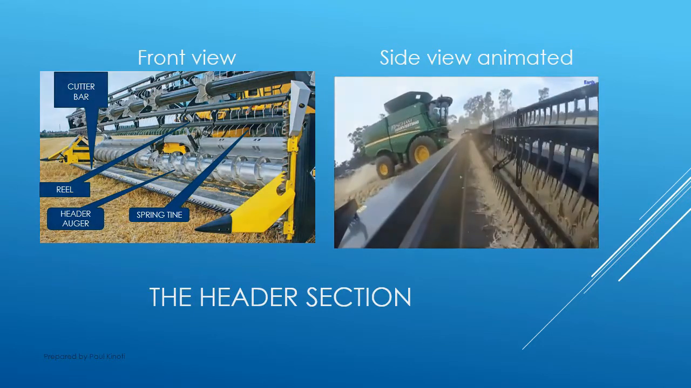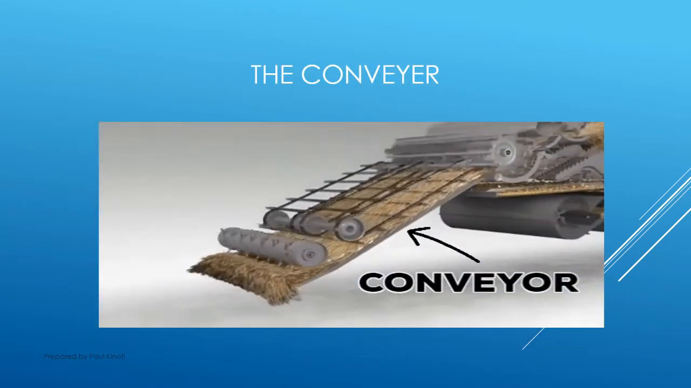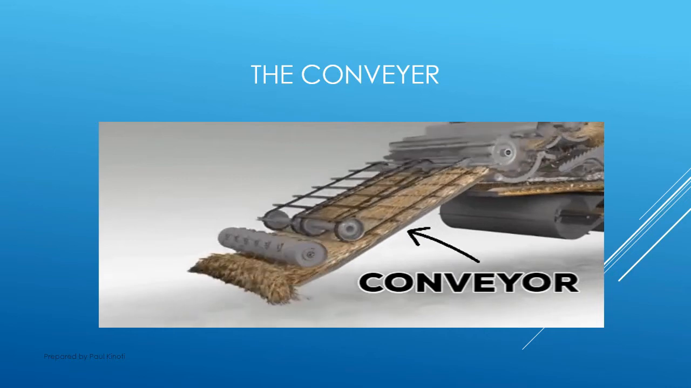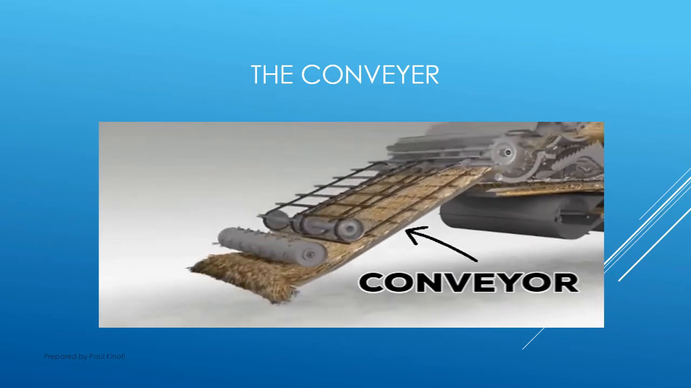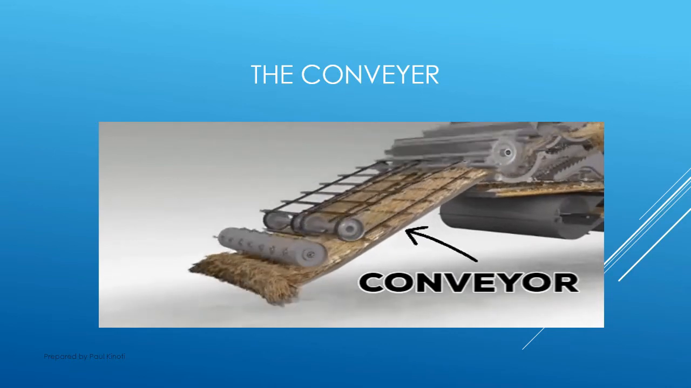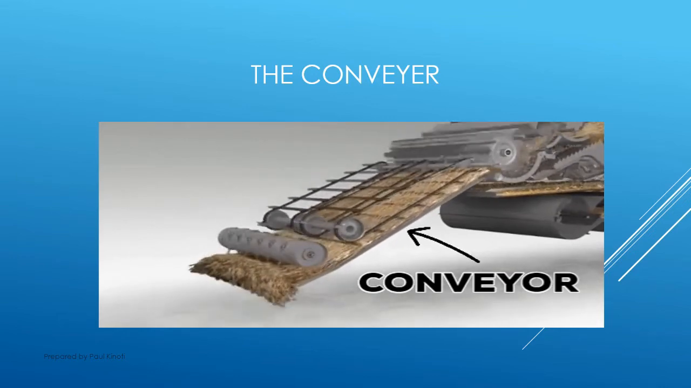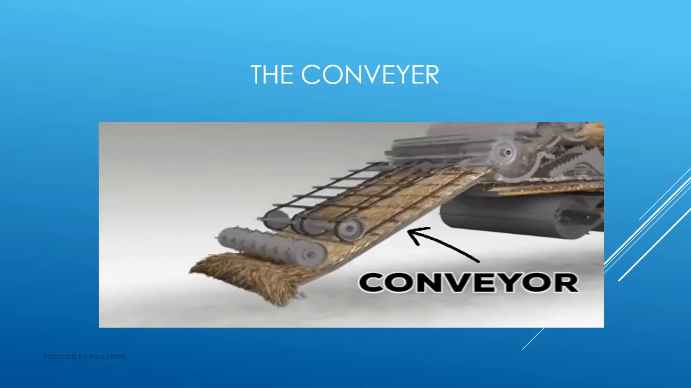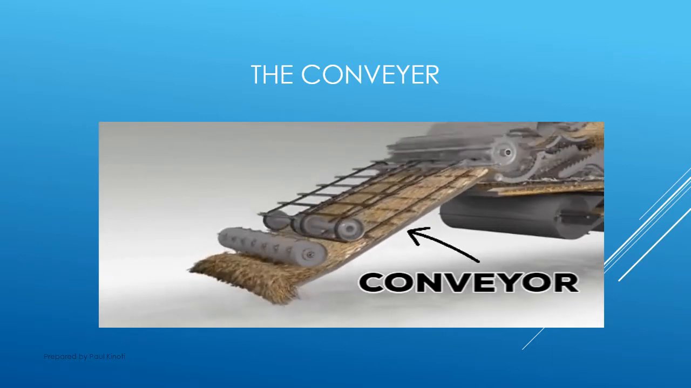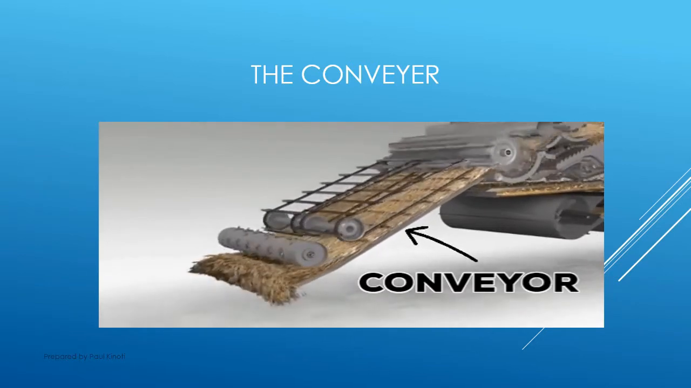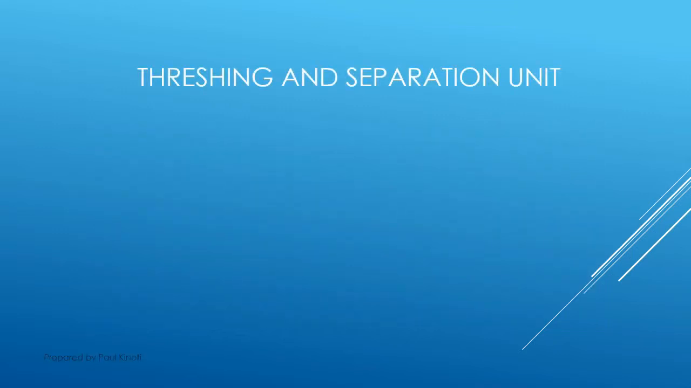So after the crop has been delivered to the middle of the header section, it is then taken to the threshing unit by means of a conveyor. So the conveyor conveys the grain all the way to the threshing unit with the help of a chain and some bars. So then I want us to look at the threshing unit, the separation unit, and the cleaning unit.